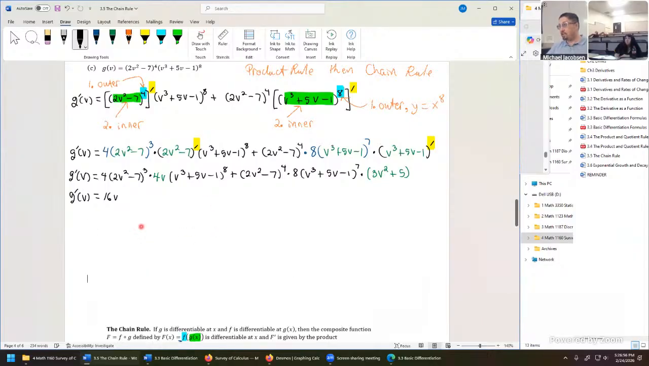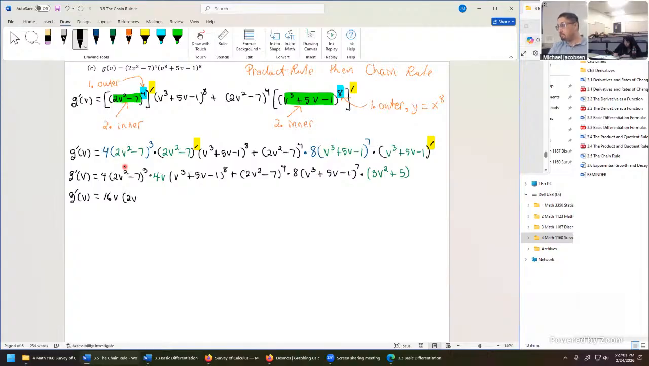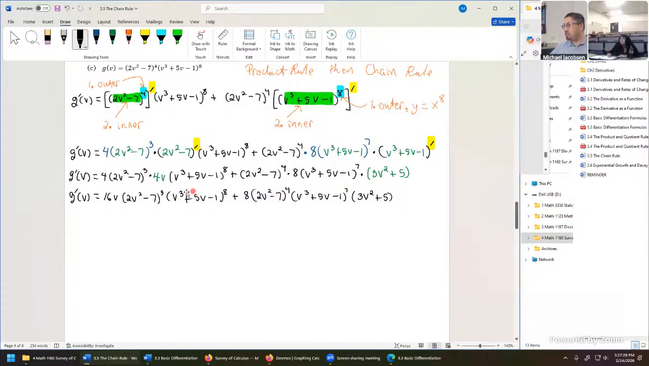Let's hide the chain rule because we are done with it for the moment, focusing on algebra. 2V squared minus 7 to the power 3, v cubed plus 5v minus 1 to the power 8. Over here, I'm going to bring in 8 as our coefficient, then 2v squared minus 7 to the power 4, v cubed plus 5v minus 1 to the power 7, 3v squared plus 5. Okay, so I didn't do much, just made it look a little bit nicer.